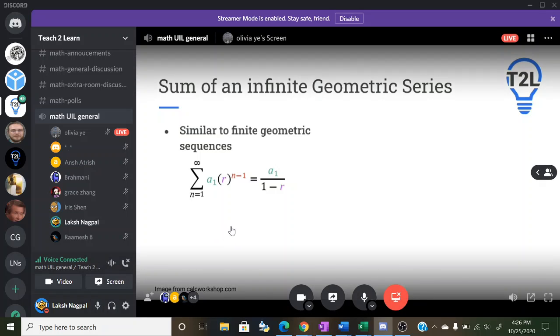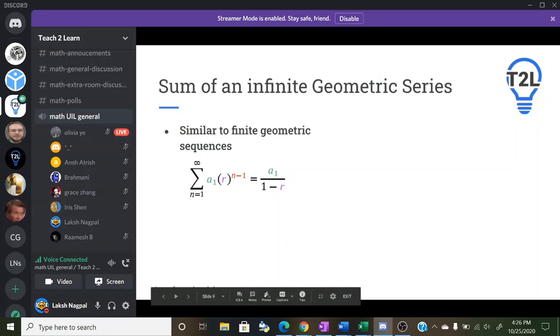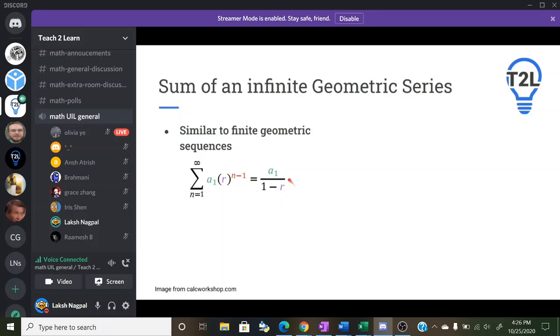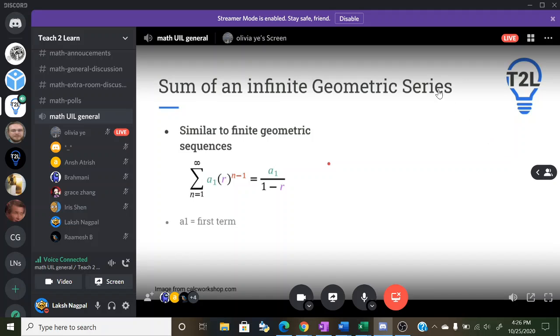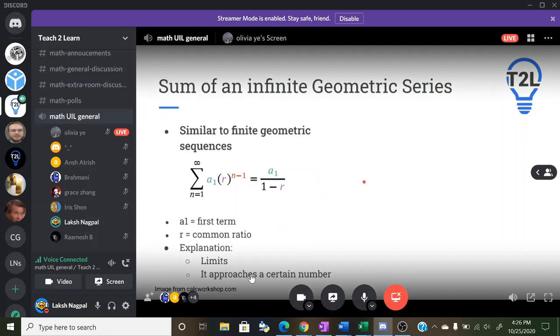Okay, so this is the sum of an infinite geometric series. It's similar to the finite ones, but I think this one might be a bit easier since the formula is shorter. The formula for this is a1 over 1 minus the common ratio. So a1 meaning the first term, divided by 1 minus the common ratio. A1 is the first term, r is the common ratio.